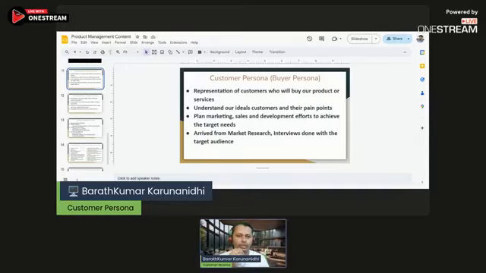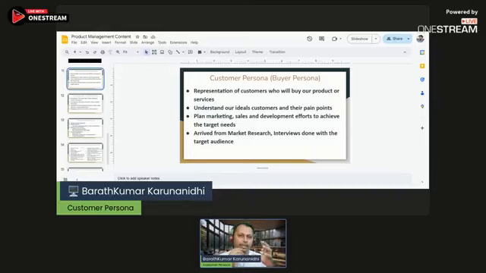So why do we need this? When we have the customer persona in place, we will be able to understand who our ideal customers are going to be, and what pain points they are facing in their day-to-day life that we are trying to solve. This will also help us in planning our marketing campaigns, sales campaigns, and also our development phase. We can plan based on the target audience and the needs of the customer end users. That's where we need this customer persona in the first place.